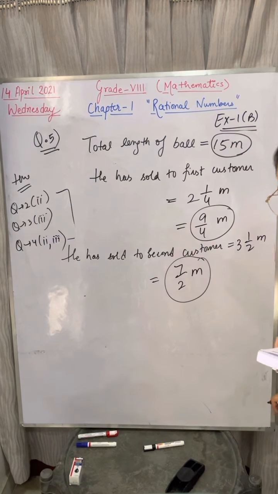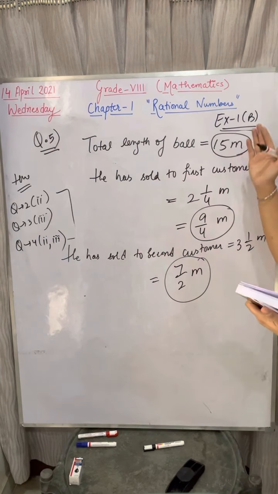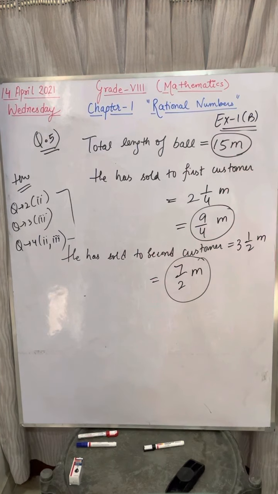Now please tell me, anyone, what should I do with these 3 terms? Should I add all 3? No. I have to add this one and this one because these 2 lengths he has sold. Okay, so whatever will be left, that I have to subtract from 15 meter. Are you getting it? Yes, Anshuman, very good.